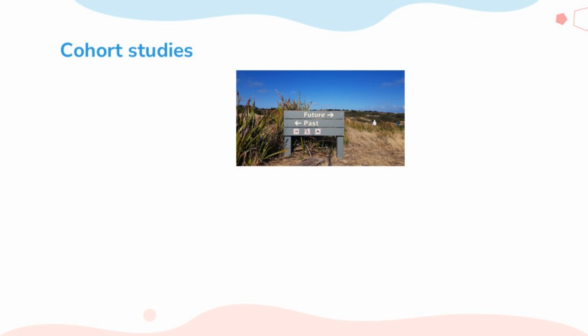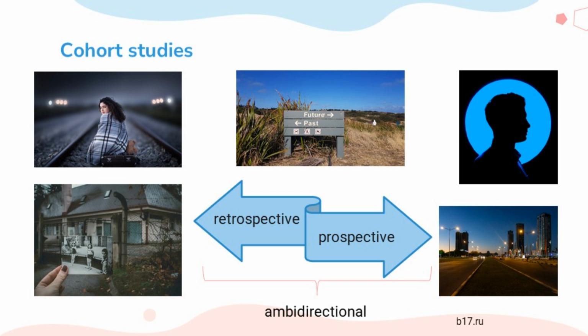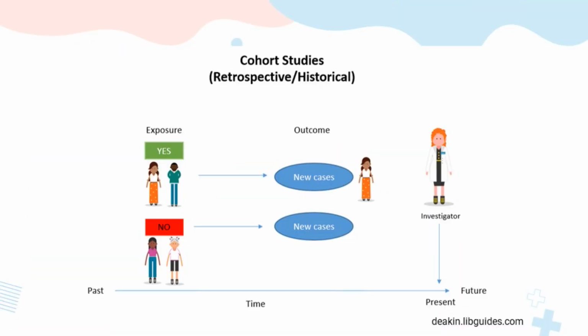As I've mentioned, cohort studies can be retrospective, prospective, and ambidirectional. Retrospective is when we look back in time, taking prefix re. Prospective, when we look into the future. A retrospective cohort study is the collection of data for a cohort that was formed sometime in the past. Exposure and outcomes had already occurred at the beginning of the study. The cohort is observed retrospectively.